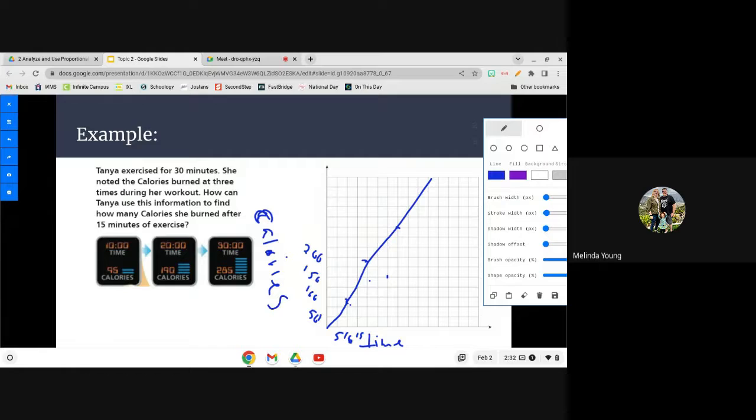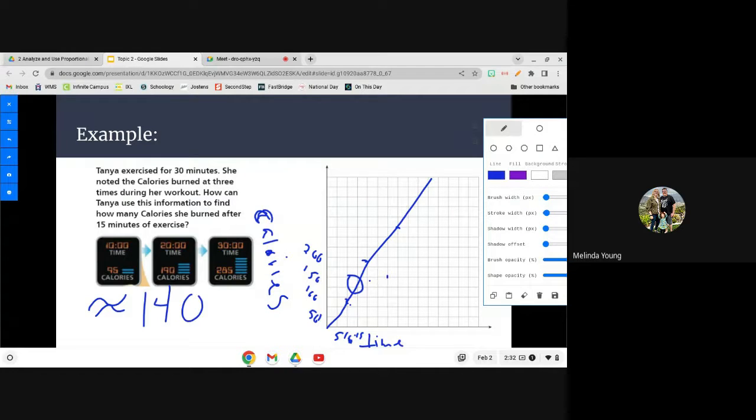Now it wants to know at about 15 minutes, about how much am I burning? So I'm going to look over at the 15 minutes here and go up to where it meets the line, which is about right here. If you look, my 15 minutes right here matches up somewhere in between about there. So I would say it's not quite 150, more like maybe around 140. So it's approximately about 140.